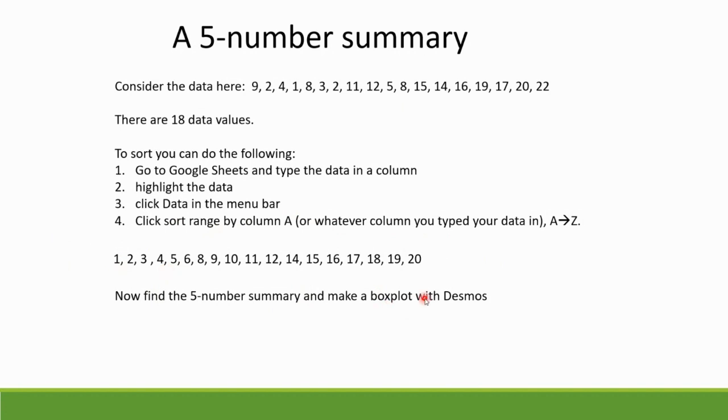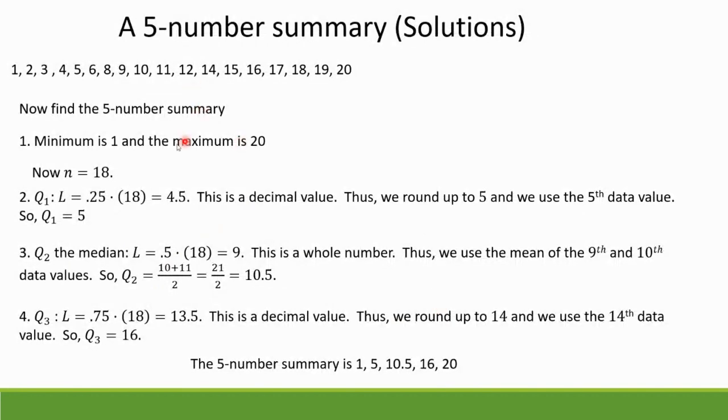You can make a box plot as well. You can use Desmos for that. You could draw it by hand, but you don't have to. Okay, so for the 5-number summary, we have the minimum, which is 1. The maximum is 20. But N is 18. So what would L be? Well, for Q1, L is 0.25 times 18, and that turns out to be 4.5.